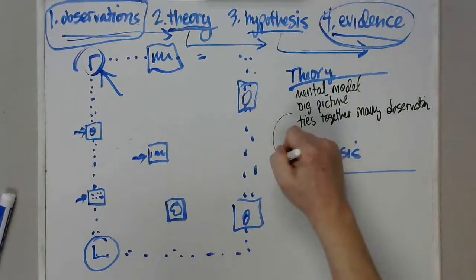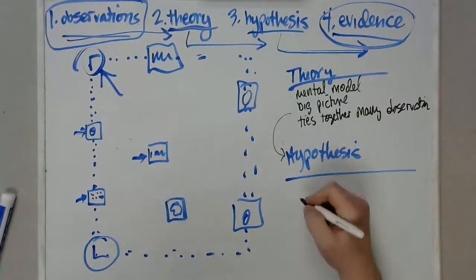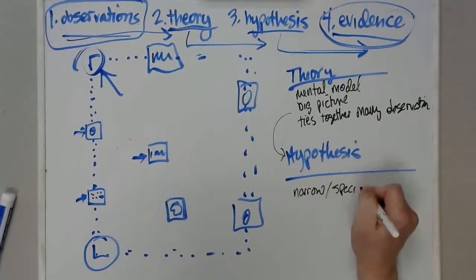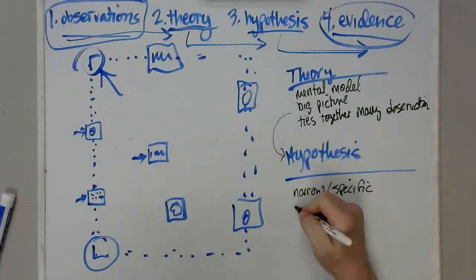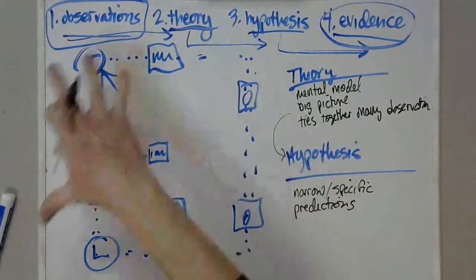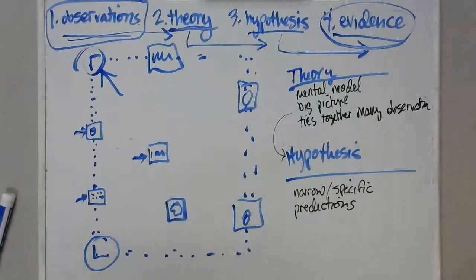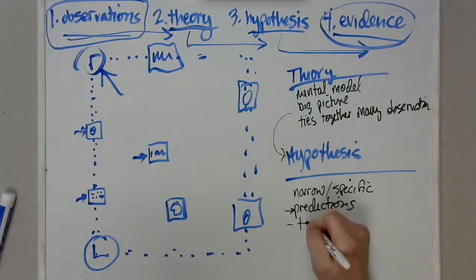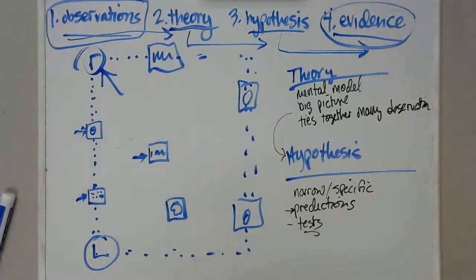From the theory are derived hypotheses. Hypotheses are narrow and specific. They are predictions. So here, based on the theory that what's in this whole area is this 14th century BC temple, you can derive specific predictions, like I predict we should be able to dig here, and if we do, we will find this thing. And so they are tests of the theory.